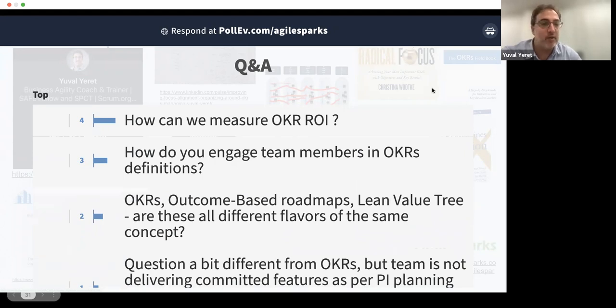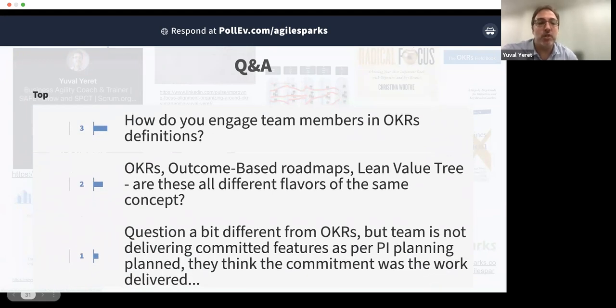But it's really a good question to make sure we ask in the organization before we implement OKRs, why are we doing that? What would be an indication that we are successful? What's the measure for OKR success?